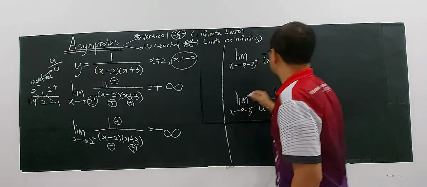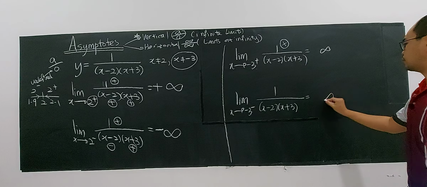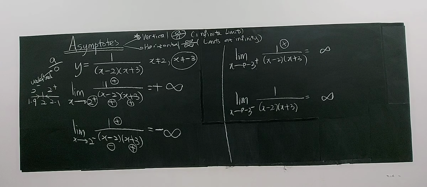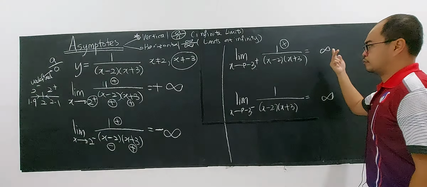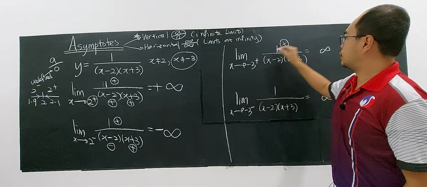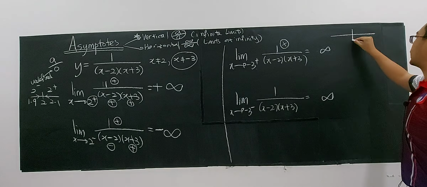In this type of case, the limit is always approaching infinity. It's always approaching infinity, so it's either positive or negative, right? So now you have to consider negative 3, right? Negative 3 from the right, negative 3 from the left. You have left and right.